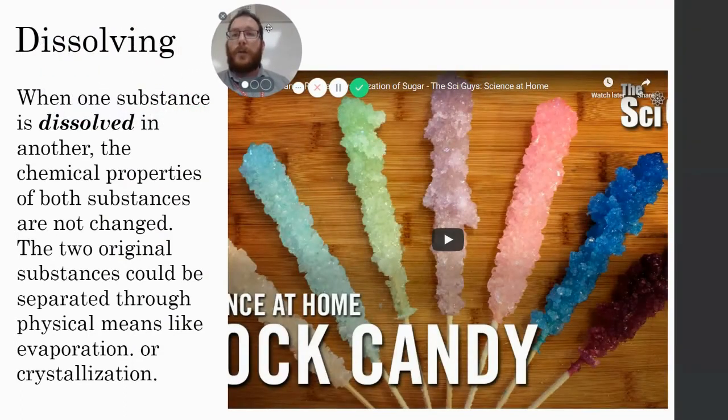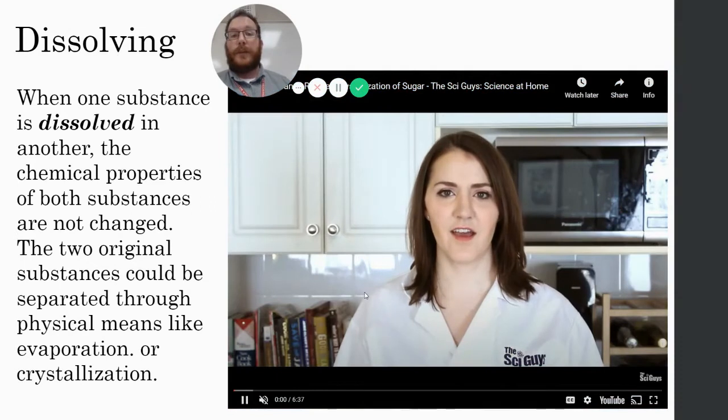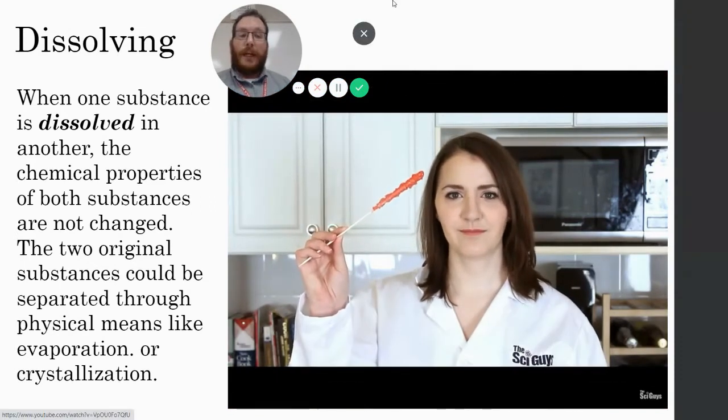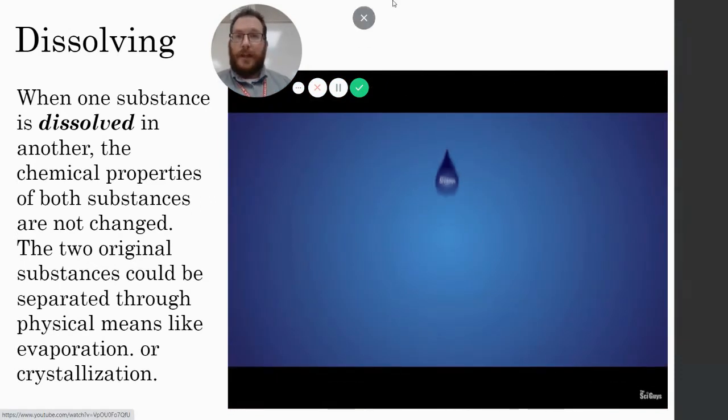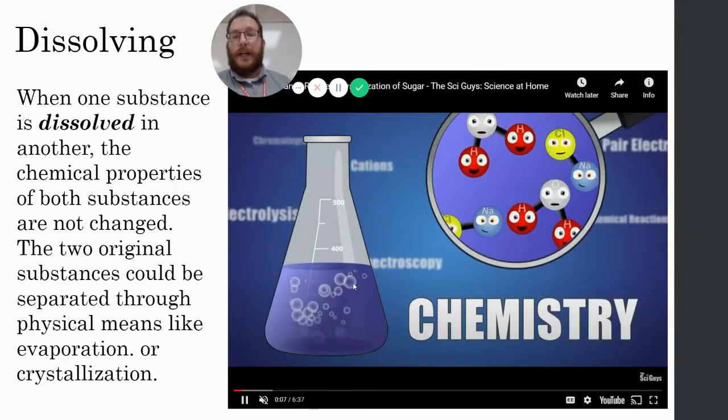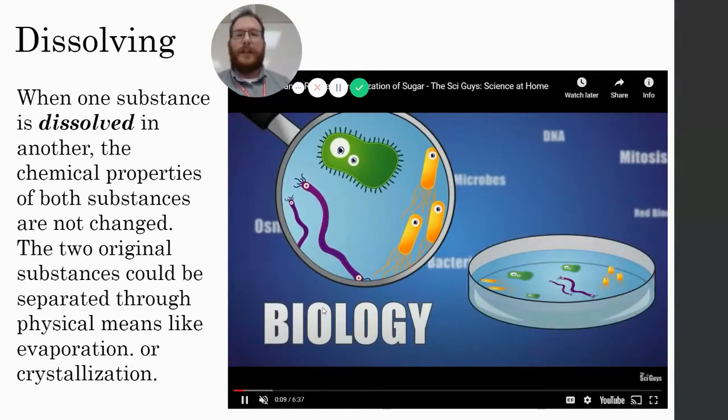Now, a quick note about dissolving, because that's what happened when you mixed water and even vinegar with some of those things. I'm going to let this play, and I'll jump around with it a little bit. I don't know if you've ever made rock candy. In fact, over the summer, I made rock candy with my son, and he had a blast with it. He didn't really eat it, but it was pretty sweet, and they came out.